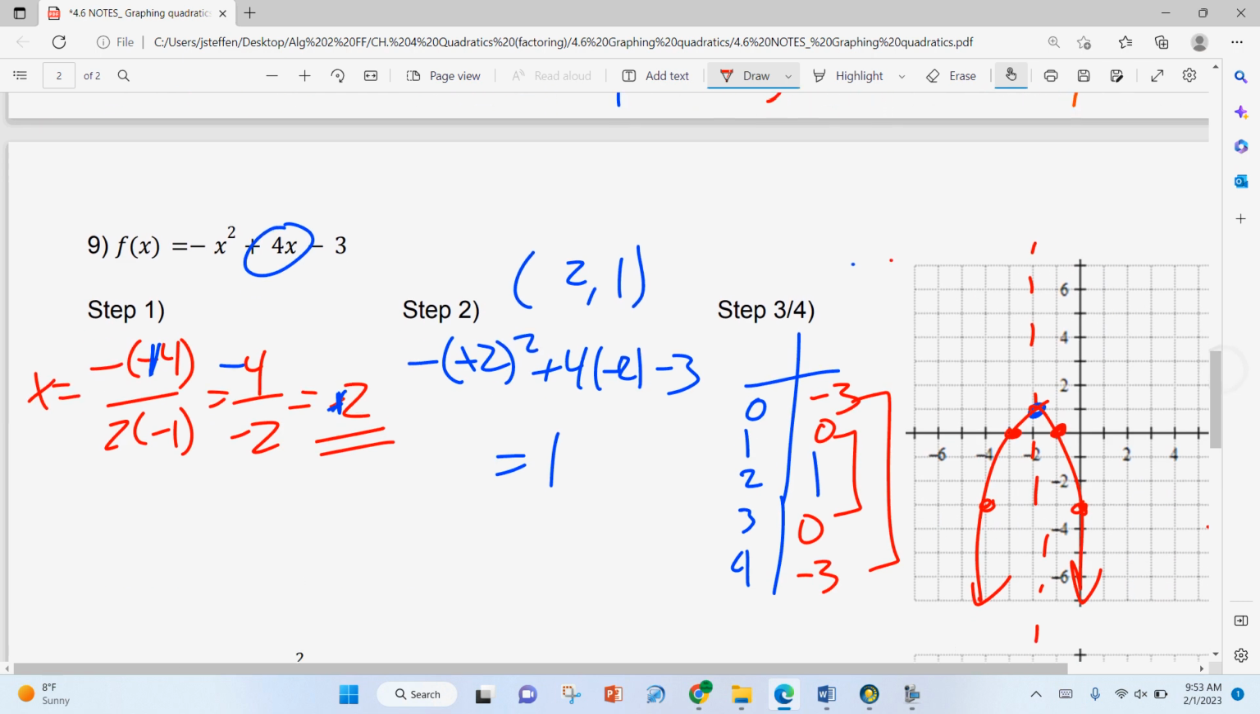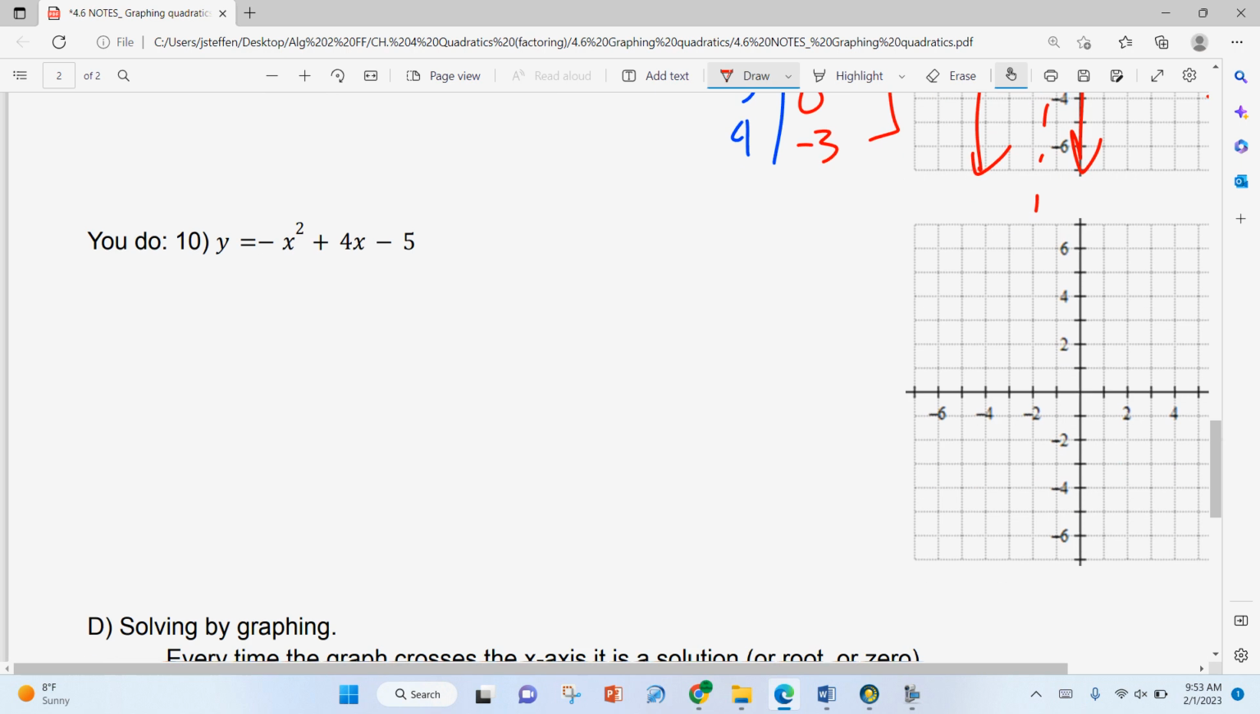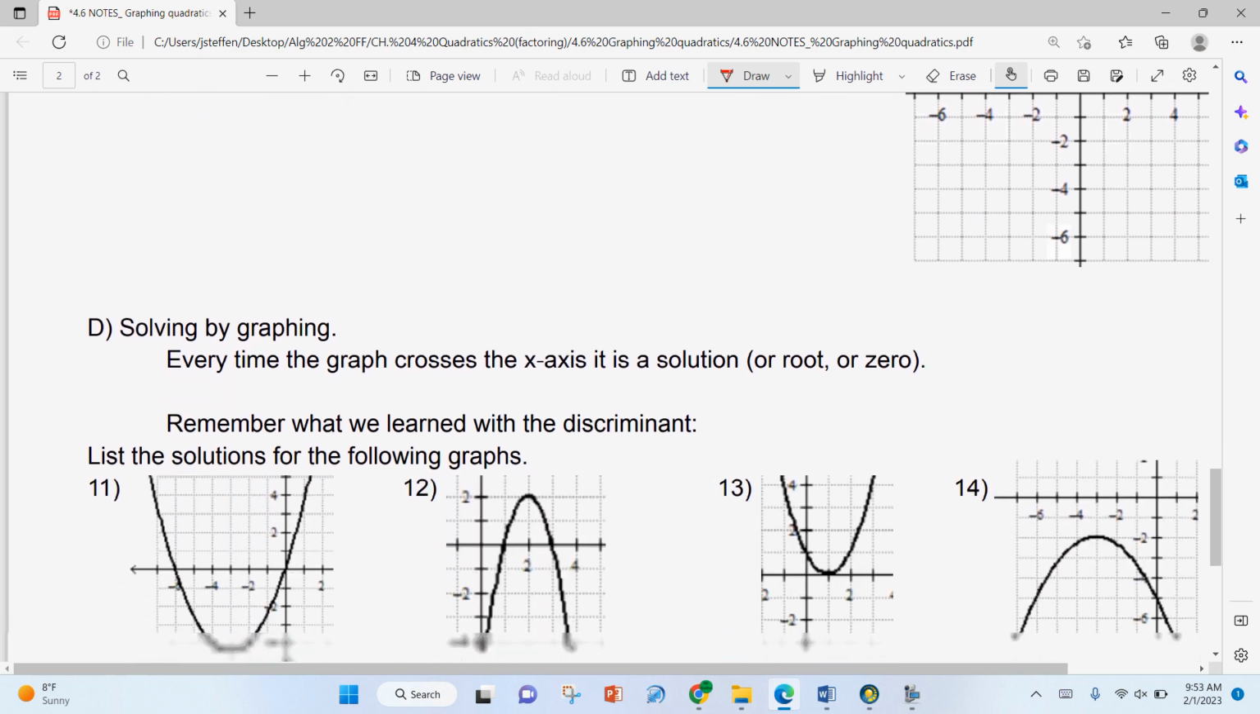Any questions so far? I'm going to skip number 10 because I'll probably mess it up anyways, but we don't have a lot of time.